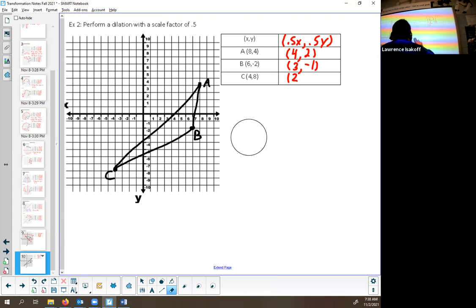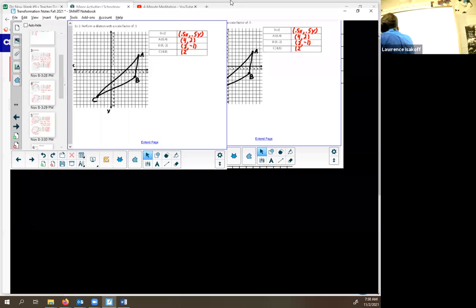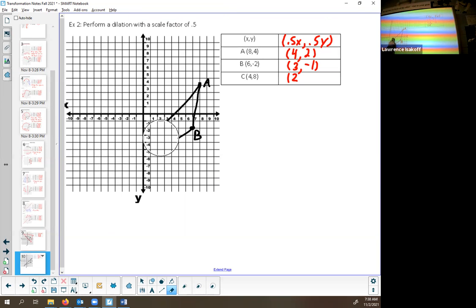I just realized I need to check, is it my board just acting up or did I make that a -8? Sorry. Oh, that was my board, it has a mark on it. Point C is actually at 4 comma positive 8. So I misplotted that. Let's get point C fixed up before I continue. So 4 comma 8 is going to be up here. So point C is actually up here. Sorry for that.